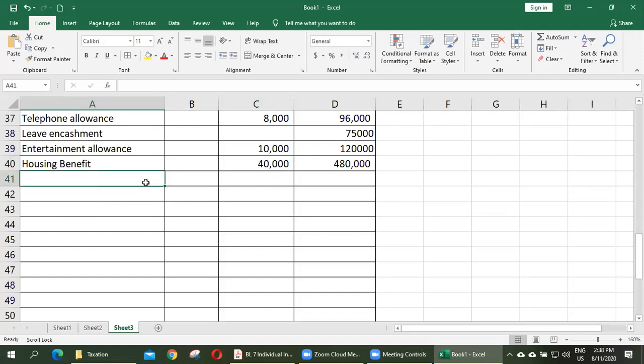480,000. And the furniture, how much? 5,000 per month into 12. 60,000, right?